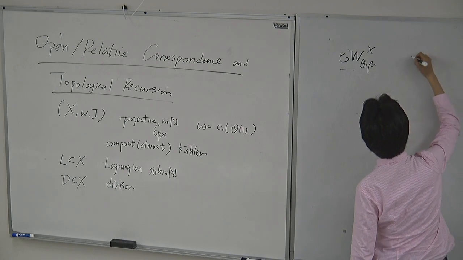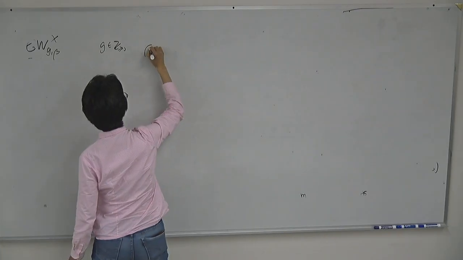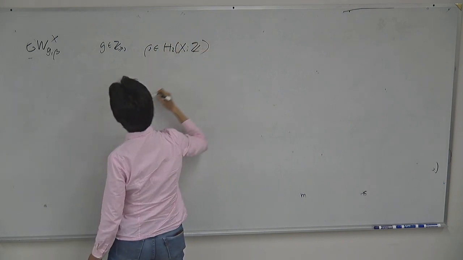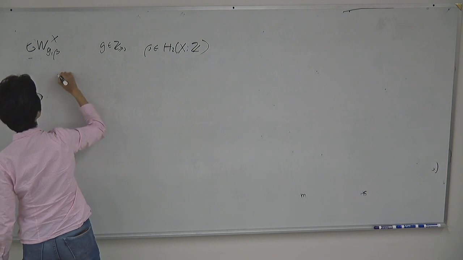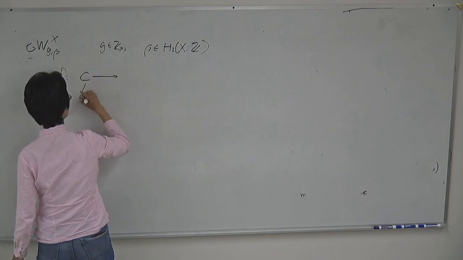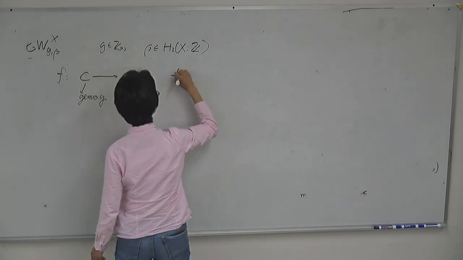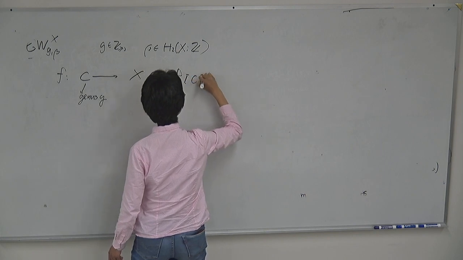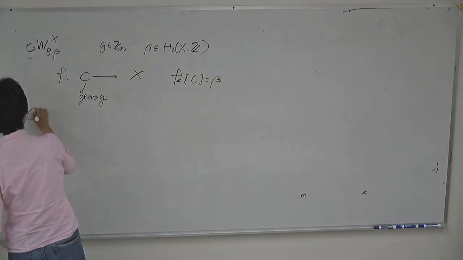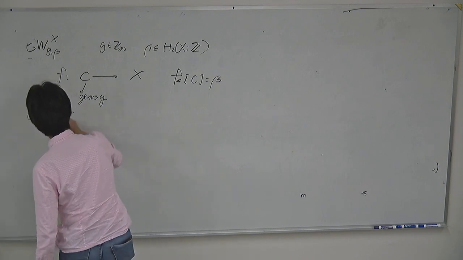Gromov-Witten invariants of X, so fix some beta, which is an effective curve class. This is an enumeration of curves of genus g in X. So open Gromov-Witten invariants of (X, L), genus g.